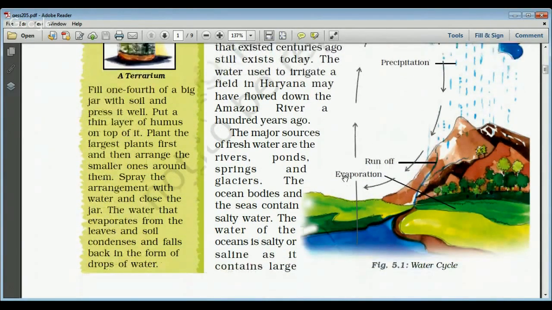If you see the major sources of fresh water, there are various types like rivers, ponds, springs and glaciers. But the problem is that out of 100% of the water available on earth, ocean bodies and seas contain around 97% of the water, and most of it is salty water because it contains NaCl, the common salt, and various types of solvents. So that water we cannot use.